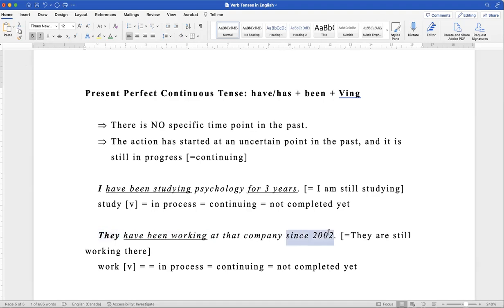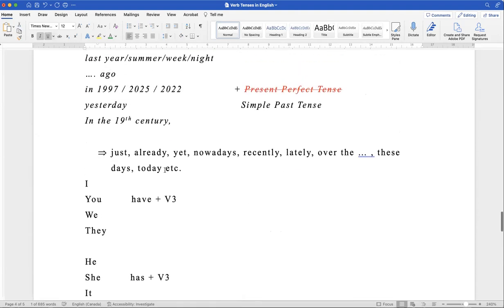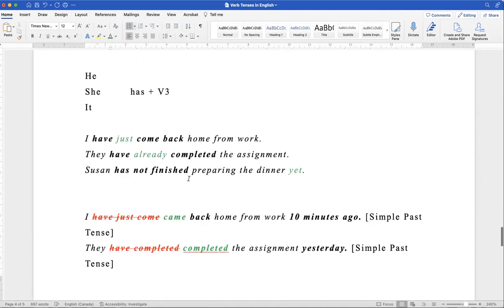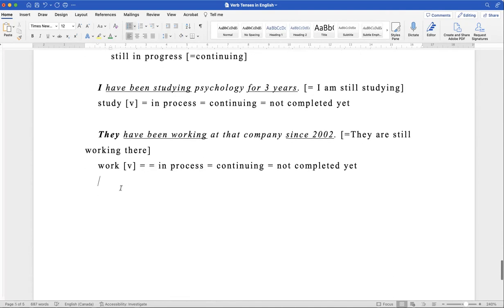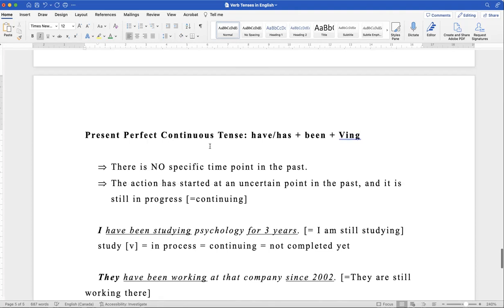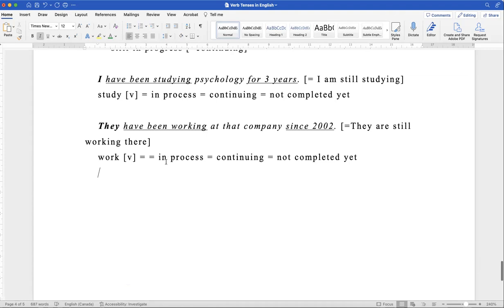And we have a time expression, but we use since or for in present perfect or present perfect continuous tenses. Maybe I can add since and for here as well. We can use since and we can use for. I will explain the difference later. Okay, that's it. So this is what present perfect continuous tense is. The action has started in the past and it is still continuing, but we don't know exactly when it started, or maybe we know, but we know it in a general sense. We don't have a specific time point that we can use in this time expression.